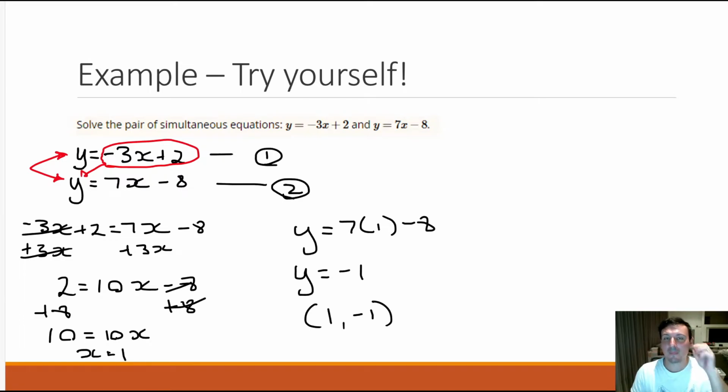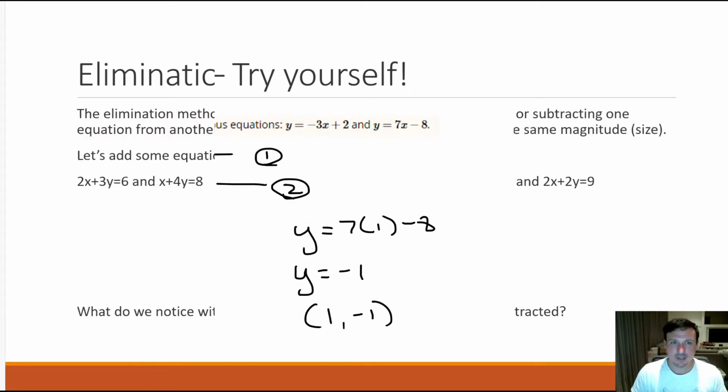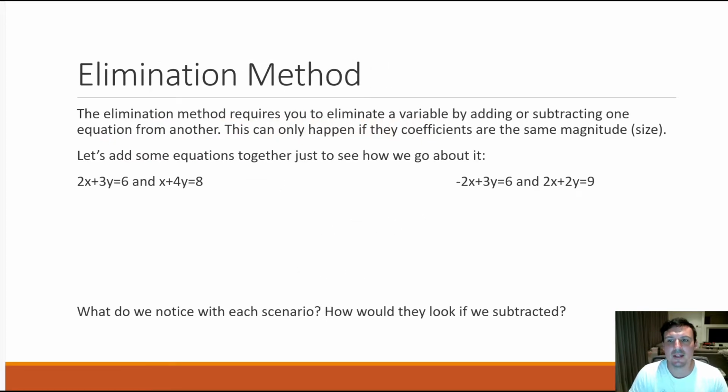So hopefully you got that. If you don't, make sure you look over your steps and see where your errors were. So the elimination method requires you to eliminate a variable by adding or subtracting one equation from another. This can only happen if the coefficients are the same magnitude. Now that says they, it's actually meant to be the. Let's cross that out. So magnitude is size. So negative 3 and 3 have the same magnitude because they have the same number, but obviously they're different values.